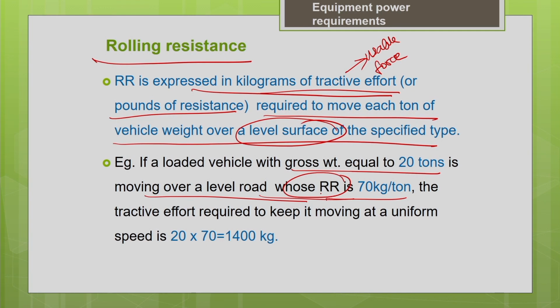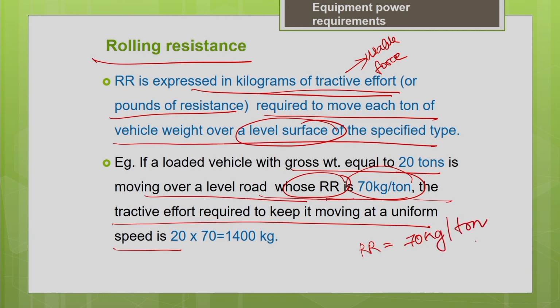Say the rolling resistance for this haul route is given as 70 kg per ton. That means you need 70 kg of force, 70 kg of tractive effort, to move a unit ton of your machine. Now, you need to find what is the tractive effort required to keep it moving at a uniform speed. For this particular road, the rolling resistance is 70 kg per ton, so to move a unit ton of machine on the surface, I need 70 kg of force. Now, you know the gross weight of your machine. It is nothing but 20 tons.